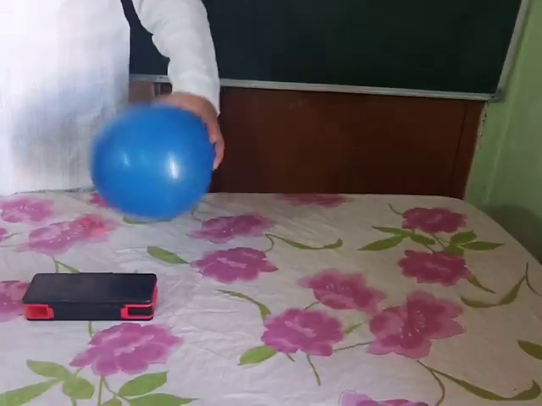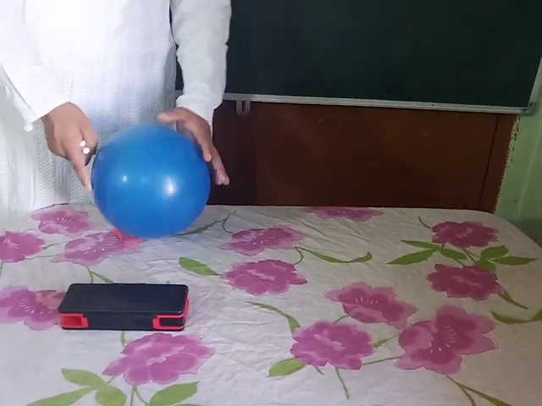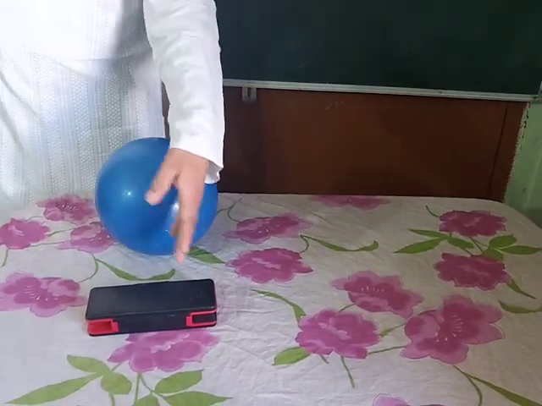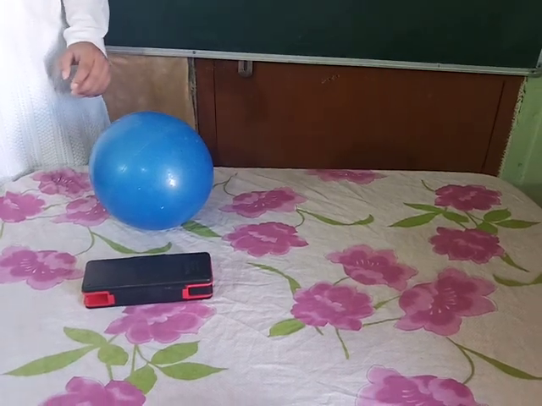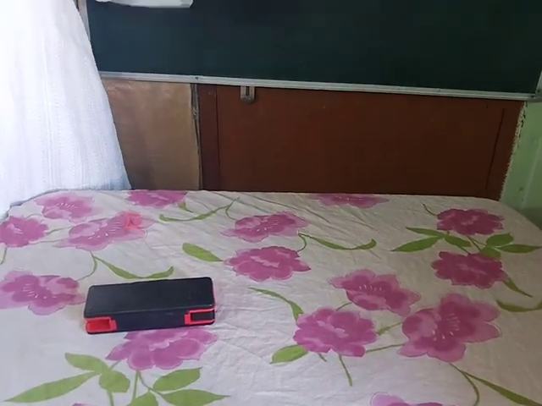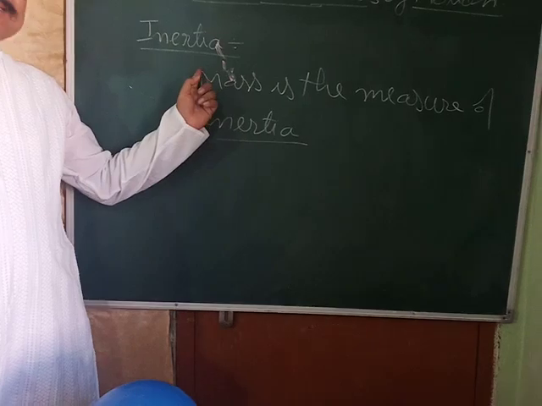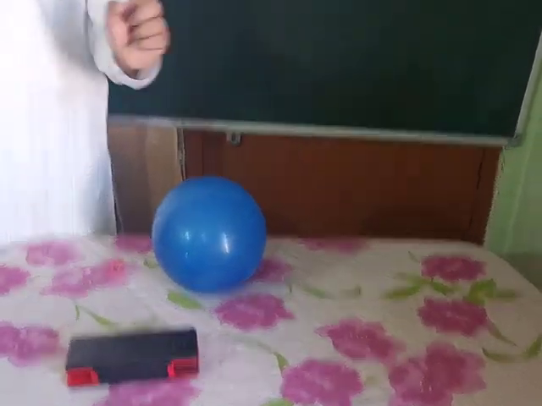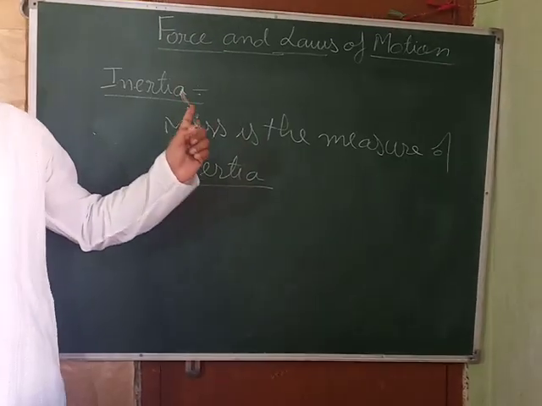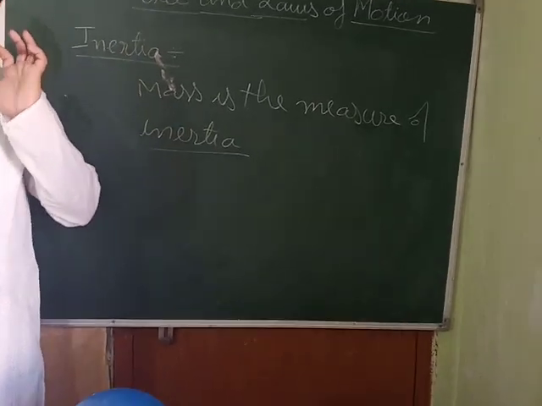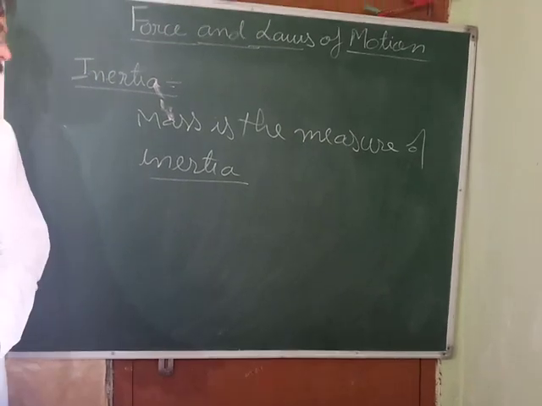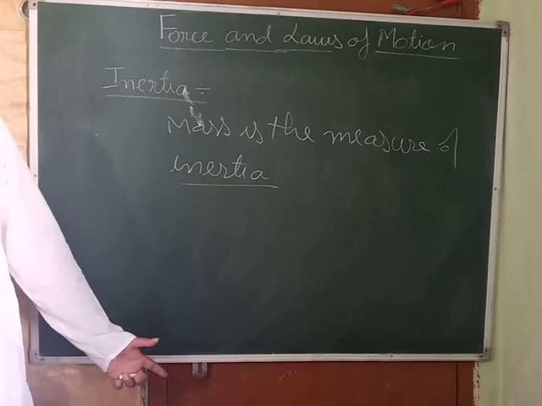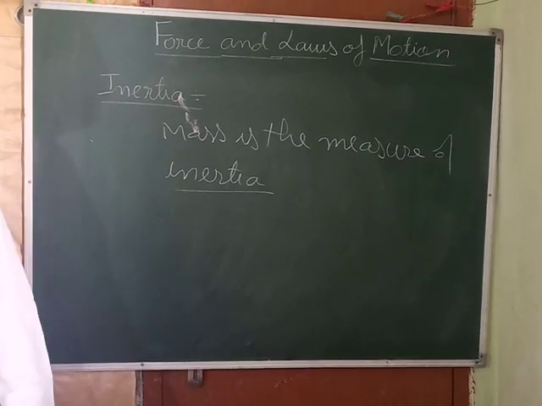Because see, this one is very light. It has less mass, whereas this has more mass, because pencils and other things are kept inside it. As it has less mass, it has less inertia, so it will oppose less. And the pencil box has more mass, so it has more inertia, so it will oppose more. Got it? Clear? Okay. So mass is the measurement of inertia. The body having more mass has more inertia.